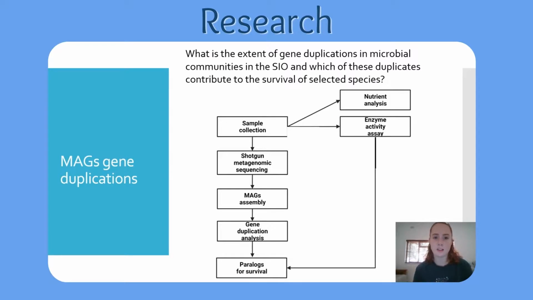And then once they are assembled, I'll do a gene duplication analysis using the same methods that I used for the gene duplications in the SAGs. And then once that's done, I will use nutrient analysis and enzyme activity assays to correlate with this data and see which paralogs are necessary for survival of these species.